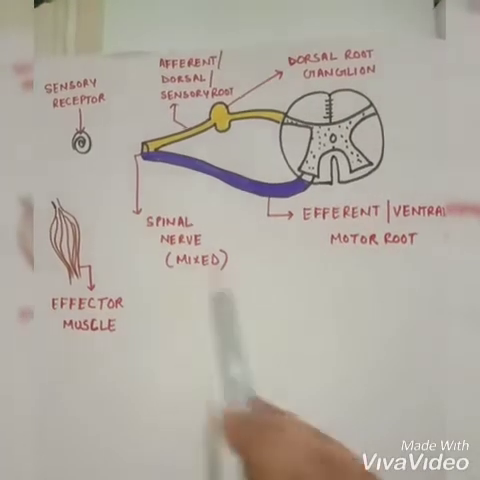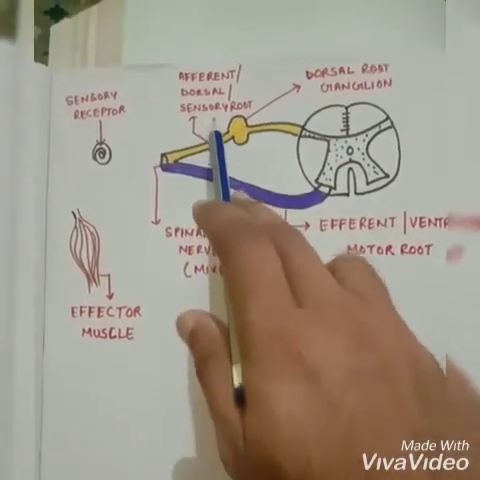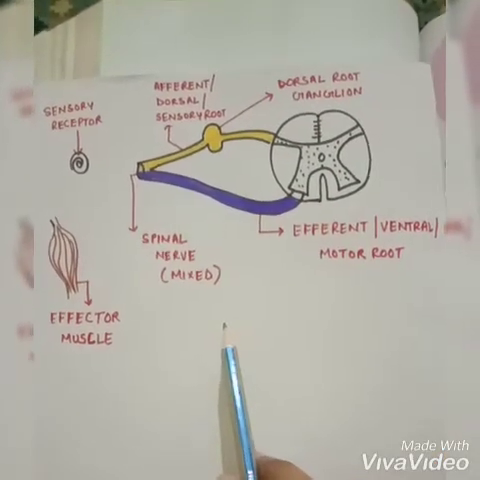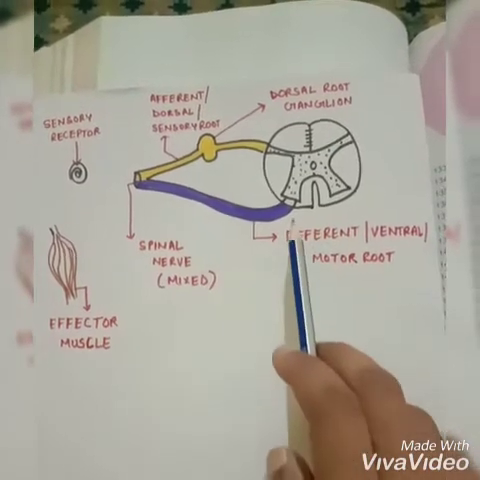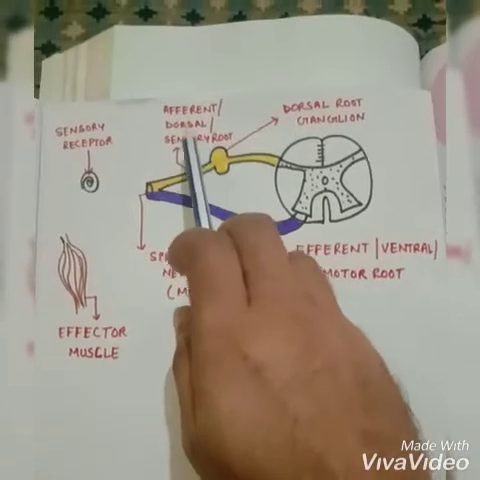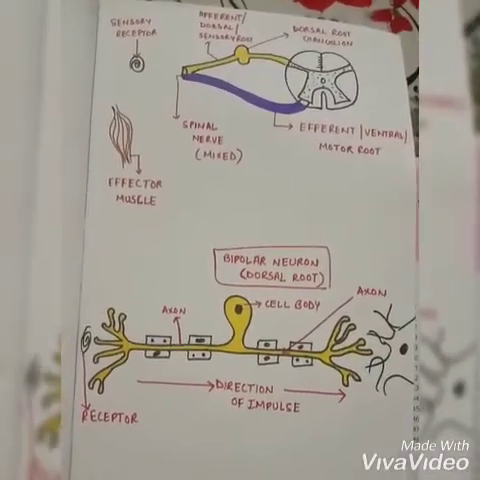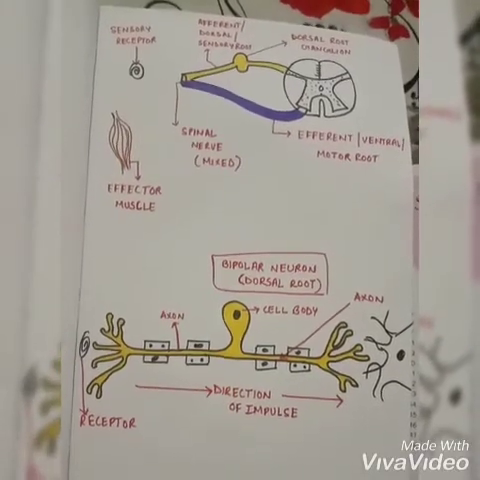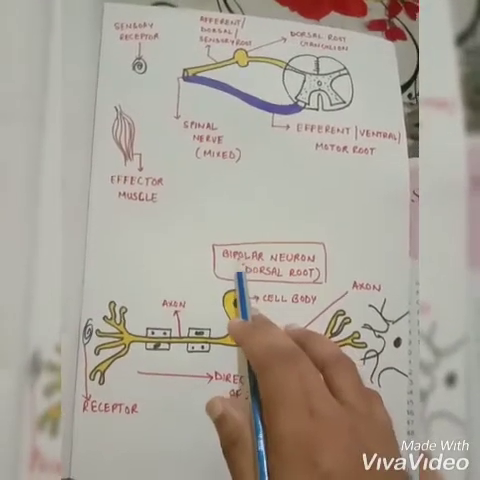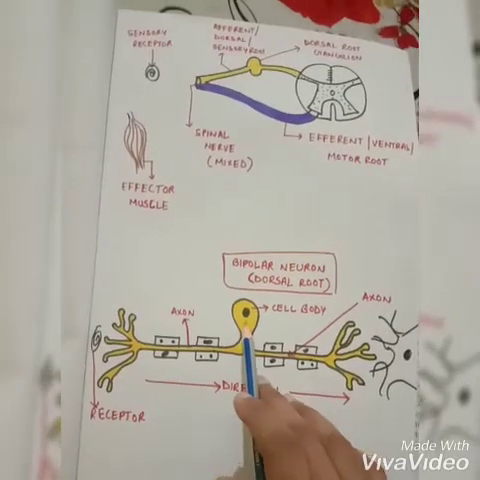As we already know, the spinal nerve is a mixed nerve, which means it has a sensory as well as a motor component. What you have to remember is the motor root is always anterior or ventral, while the sensory root is always dorsal or posterior. If we talk about the sensory root, we need to know what type of neuron lies there. So there is a bipolar neuron. Bipolar means it has two axons with a single cell body.